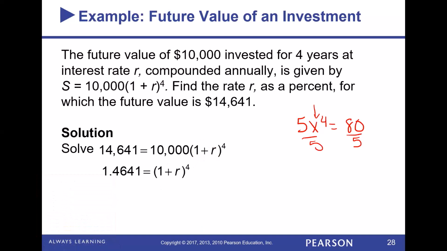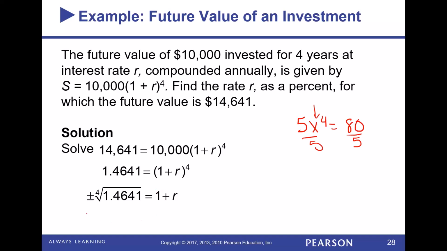Now, whatever you do, for the love of everything, do not round. Okay, so you'll notice when I divide by 10,000, I got 1.4641. Keep the entire decimal. If you need to, keep it in fraction form, but whatever you do, do not round this number, otherwise you'll get the wrong answer. At this point, I'm going to take the 4th root. So we have plus or minus the 4th root of 1.4641, and that equals 1 plus r.